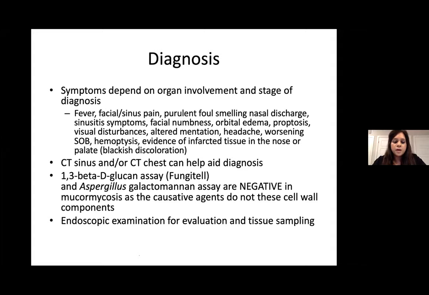To assist with diagnosis, you can get a CT sinus and/or CT chest to help aid your diagnosis if you have a high enough clinical suspicion with a combination of any of these symptoms. Just notably, sometimes the adjunctive tests that we use to diagnose invasive fungal infections, including the 1,3-beta-D-glucan, which is also known as Fungitell, and the Aspergillus galactomannan, will be negative, because the agents that cause mucor don't have these components in the cell wall. So this won't give you a clue either way; don't use these as adjunctive testing. And if you have a high enough clinical suspicion, getting an endoscopic examination for evaluation and tissue sampling would be very important.